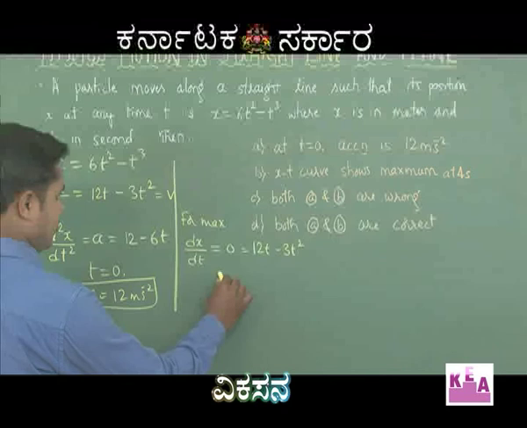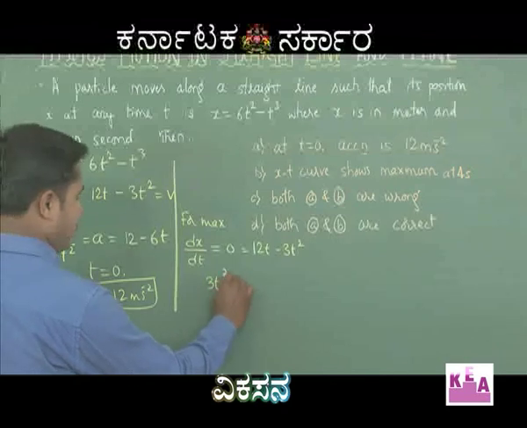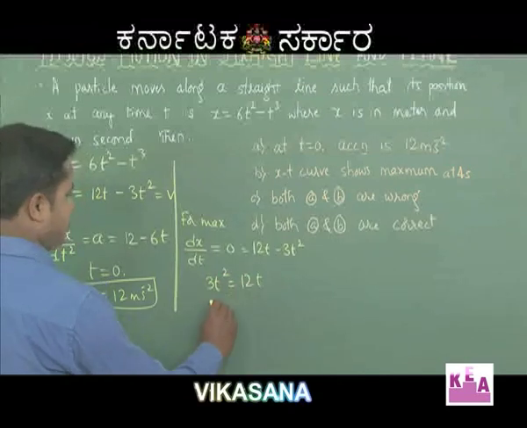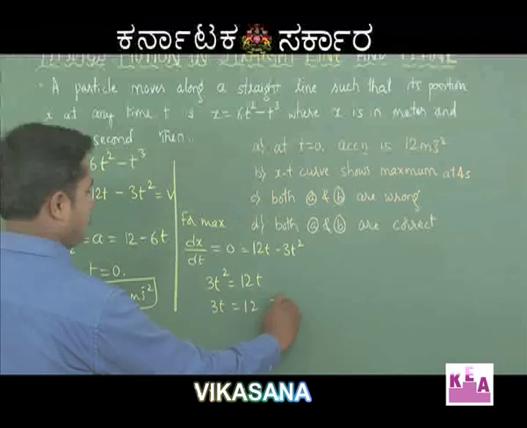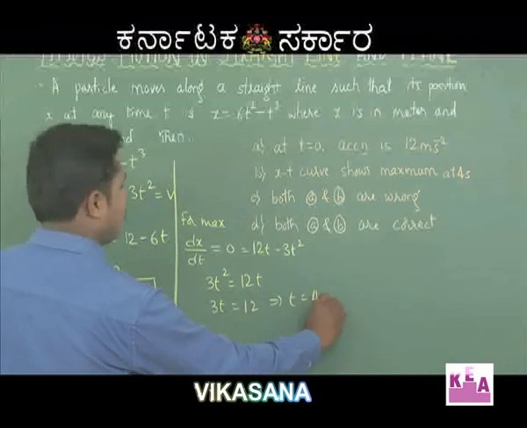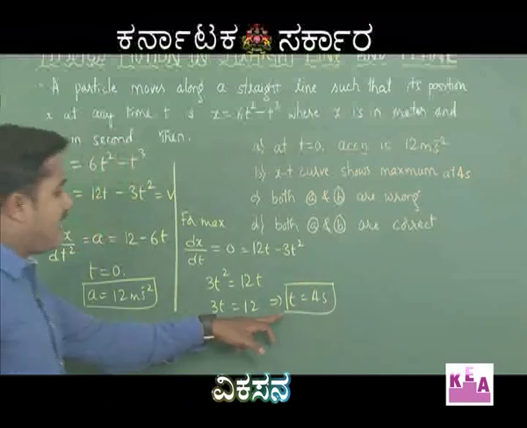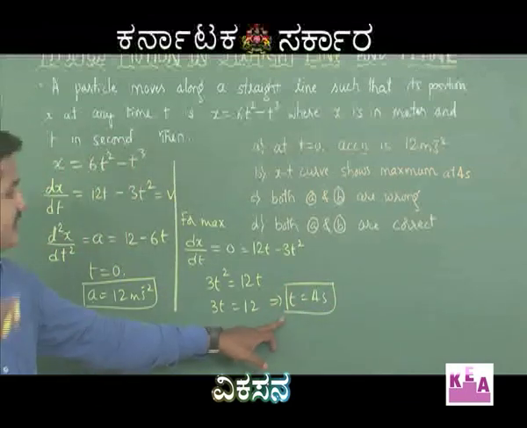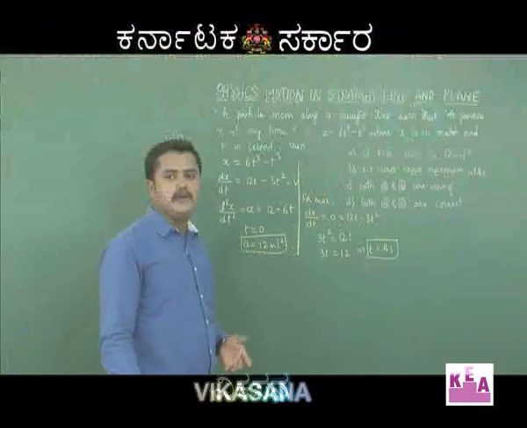So what is the result? So 3t square is equal to 12t, which means 3t is 12. This gives you t is equal to 4 seconds. What does this mean? This maximum happens at t is equal to 4 seconds. That is what is given in option B.